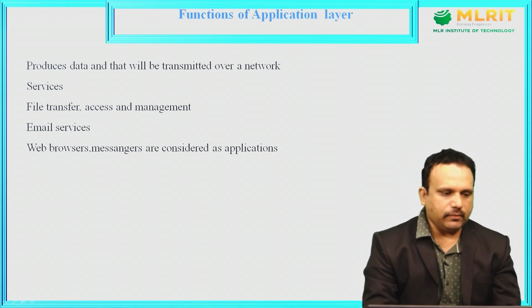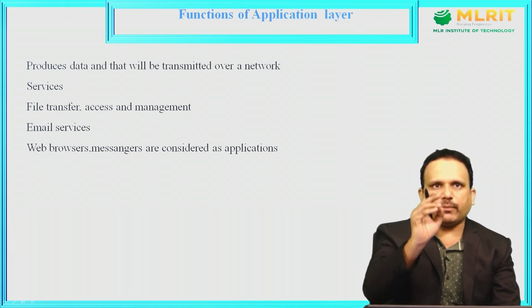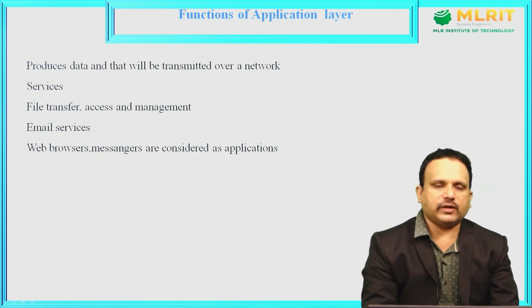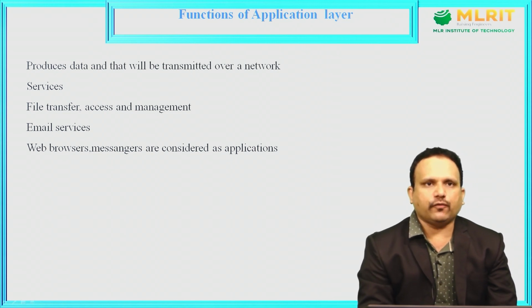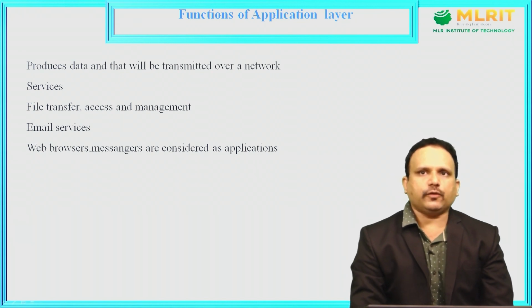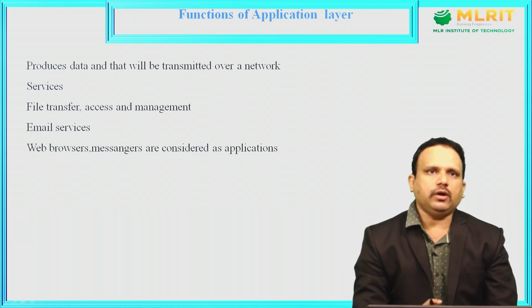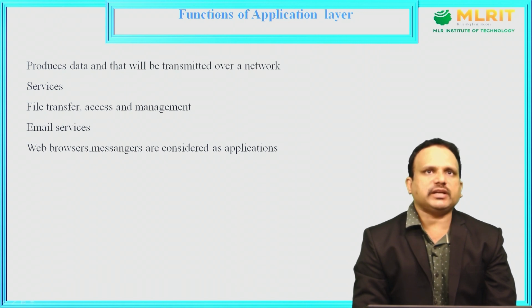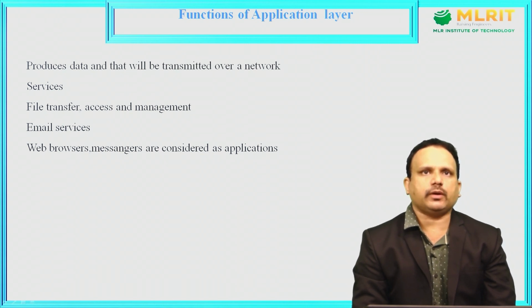So here the data will be transmitted from higher layers to lower layers. For example, if you consider the system 1, the data will flow from application layer to physical layer, and if you consider the system 2, the data will be flowing from lower layer, that is physical layer, to application layer. So it produces the data and that will be transmitted over a network.